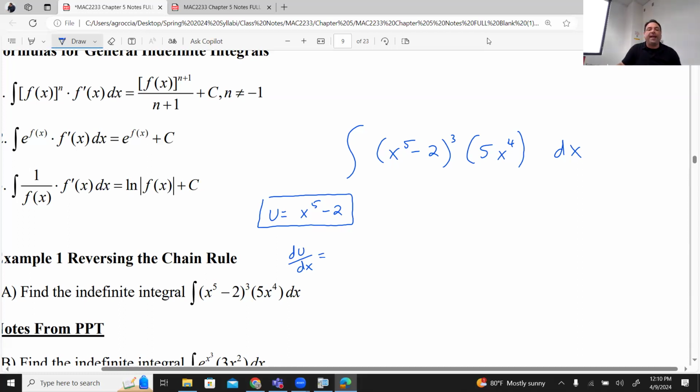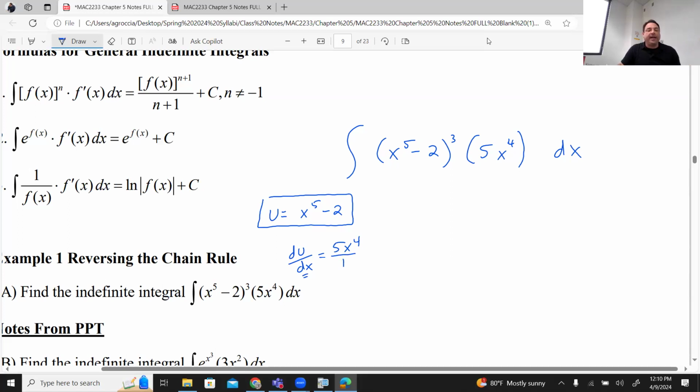So what's the derivative of x to the 5th? 5x to the 4. And what's the derivative of minus 2? 0. Perfect. So step 1, pick your u. We'll practice that soon. Step 2, take the derivative of u with respect to x. Now, again, it will make more sense later. We need to solve for dx.